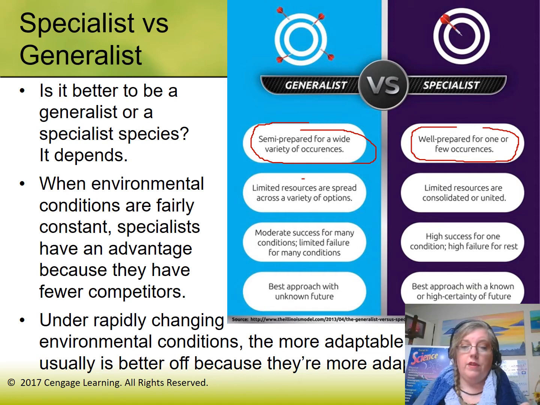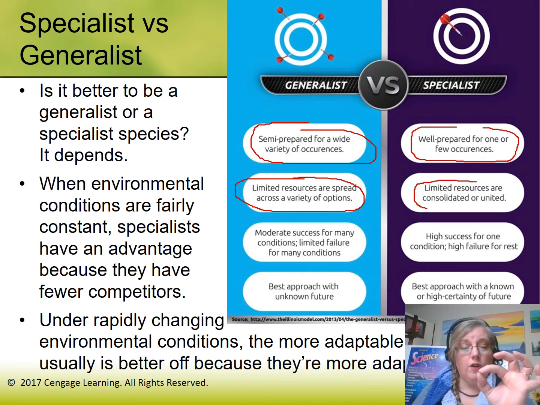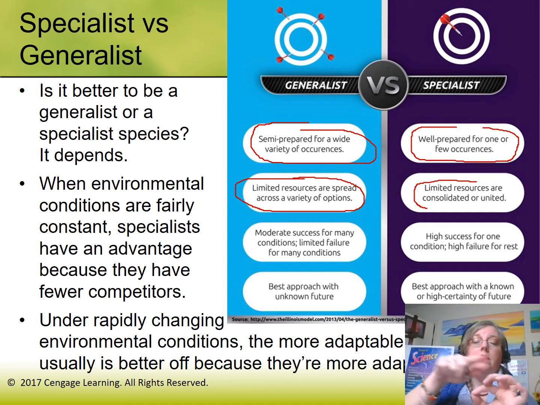All right, the generalists have limited resources spread across a wide variety of options. Means there's a lot of competition, but they can find a little here, little there, tons of competition, but they can get what they need because they're generalists. The specialists, all right, there's a lot less to choose from, but there are fewer people after it.